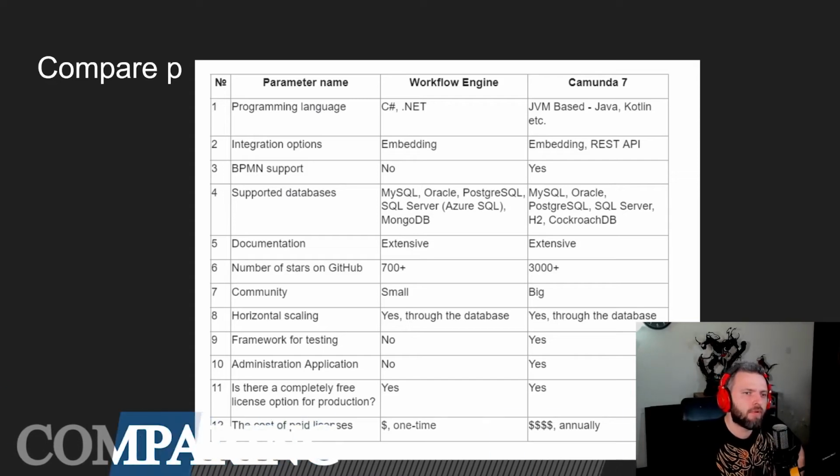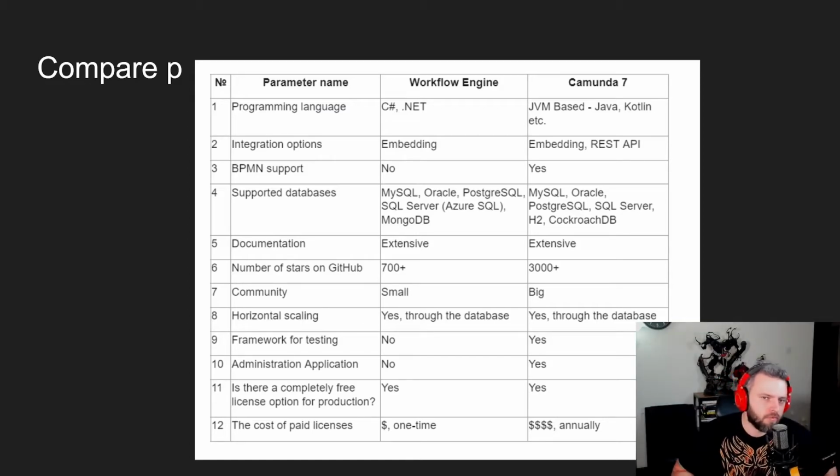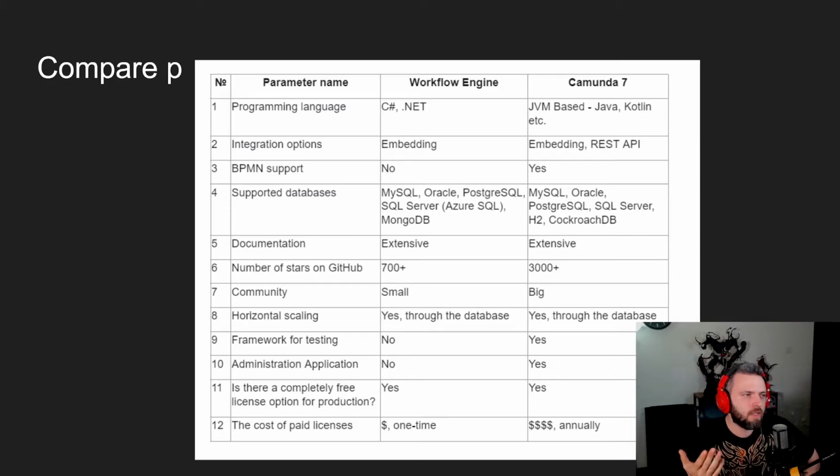And I want to compare two tools. One of them is Camunda 7, an embedded workflow engine from the JVM world, and Workflow Engine IO, one of the few embedded C# engines. And I want to compare them in a traditional way.